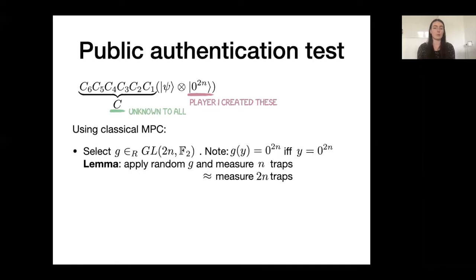So we're able to show a lemma that says roughly the following: applying a random G and then measuring half of the traps to check that they are 0 gives you roughly the same guarantee as having measured all of the traps to check that they are 0.